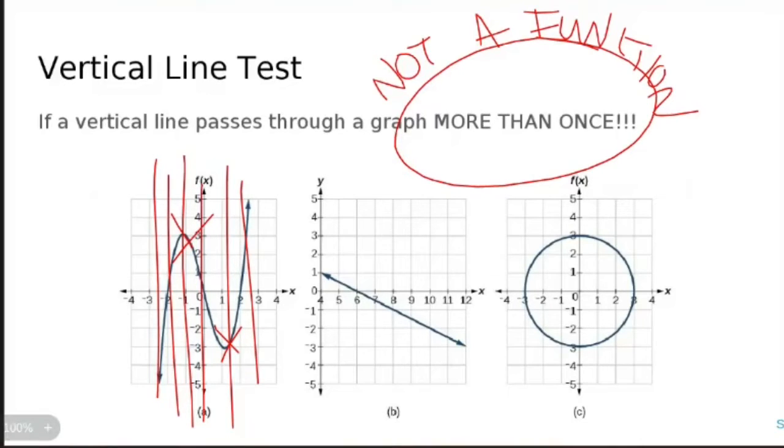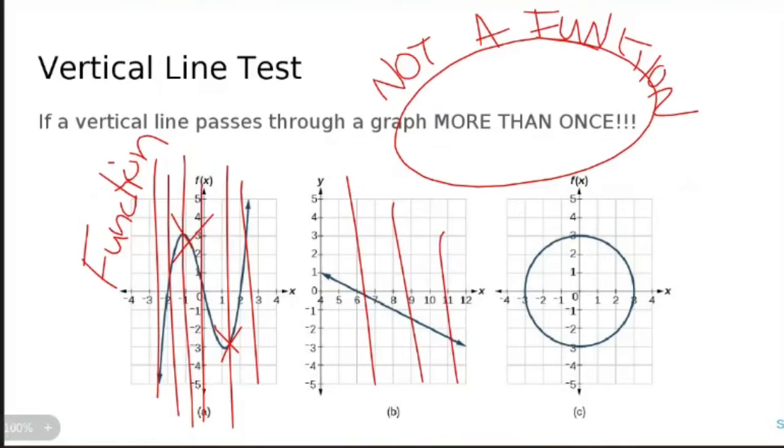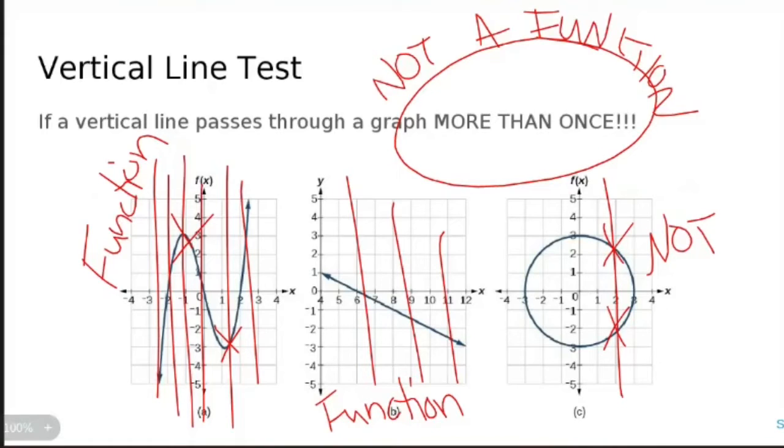What does that mean for this one? Well, this one right here is a function because I could draw as many vertical lines as I want, and it's only going to hit my blue line once. Similarly here, I could draw vertical lines everywhere, and it's only going to hit my blue line once. So this is also a function. However, this one, if I draw a vertical line here, it hits my circle twice. And the moment it hits my graph more than once, it is not a function.